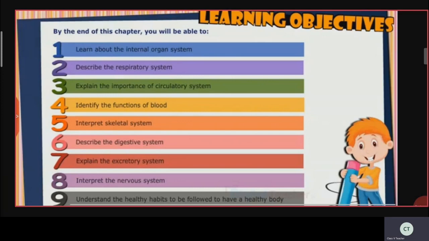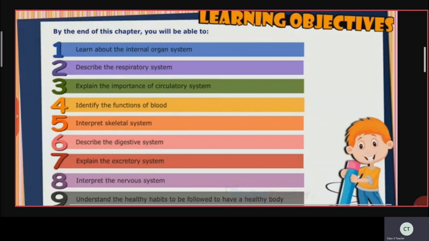See the first point, second point, third point. First we will learn about the internal organ system. Second is the respiratory system. Third is the importance of the circulatory system. Fourth is the identity and function of the blood. What are the functions of the blood we can learn?